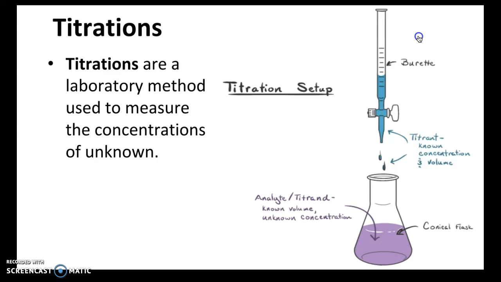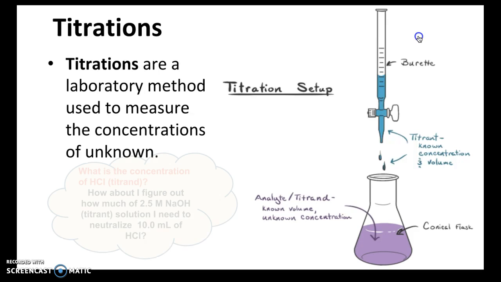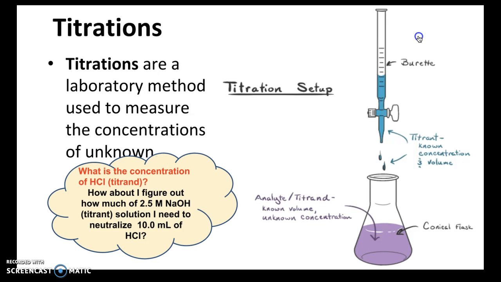All right, in this video we're going to learn about titrations, which are a method used to determine the concentration of an unknown. So let's say, for example, I wanted to know the concentration of an HCl solution. I have this hydrochloric acid solution, and I don't know its concentration. One way I can figure that out is to determine how much of a 2.5 molar NaOH solution I need to neutralize 10 milliliters of the HCl.